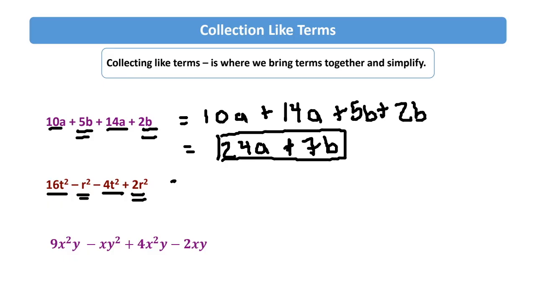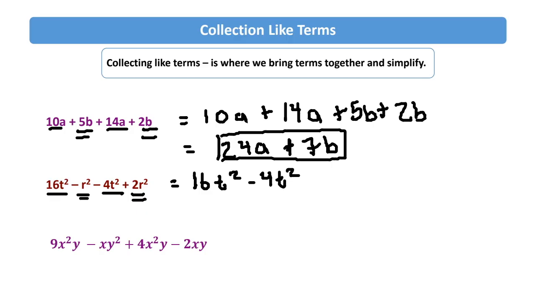Now, in this one, we're getting into these signed numbers, right? The biggest thing you have to remember is that in the first example, we had all addition, so it was easy peasy. In this one, you have to remember to also take the sign with the coefficient. So what do I mean by that? Let's write this out with our t squareds beside each other. So 16t squared minus 4t squared.